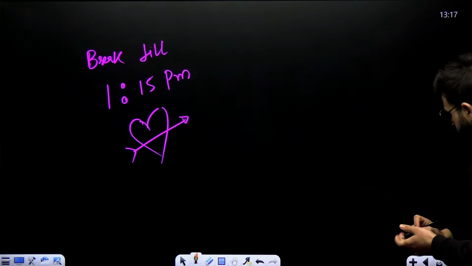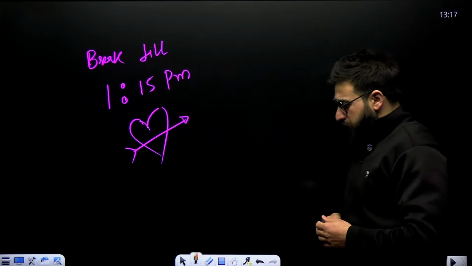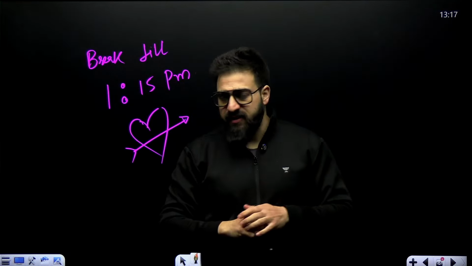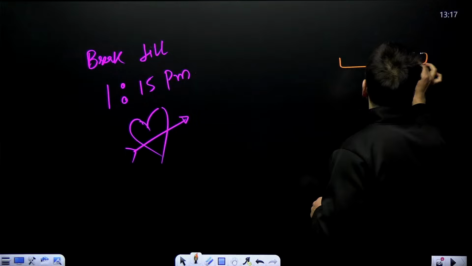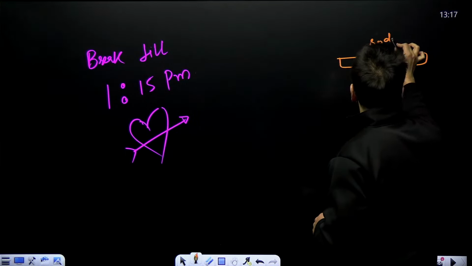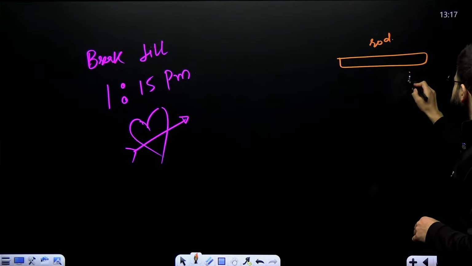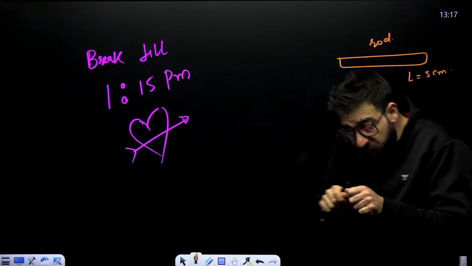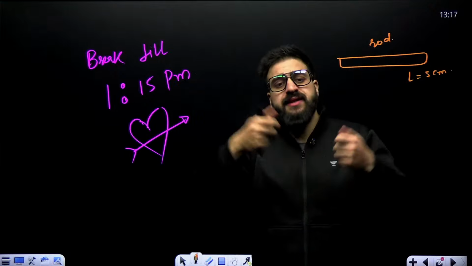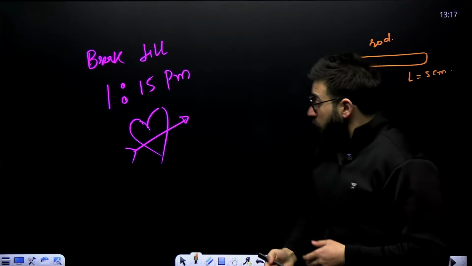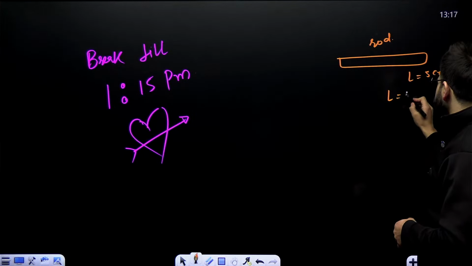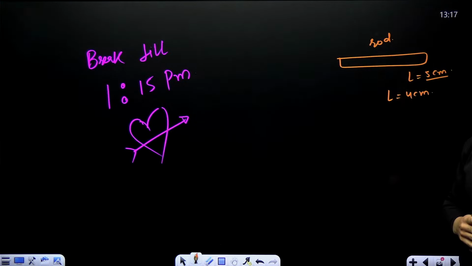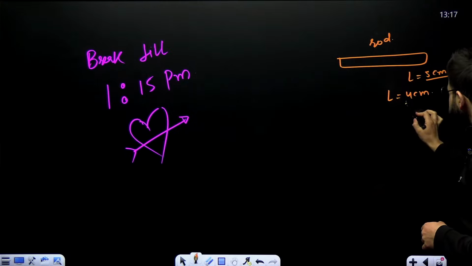Now, guys, let's suppose you are measuring the length somewhere. Let's suppose this is the rod, and the length of the rod is 5 centimeters. When you measured the length of the rod by any instrument, by the meter scale, whatever it may be, you got the length of the rod as 4 centimeters. But what is the actual reading? The actual length of the rod is 5. How much did you get? You got 4.